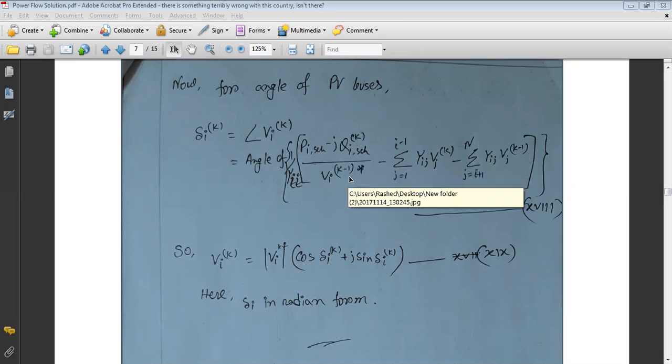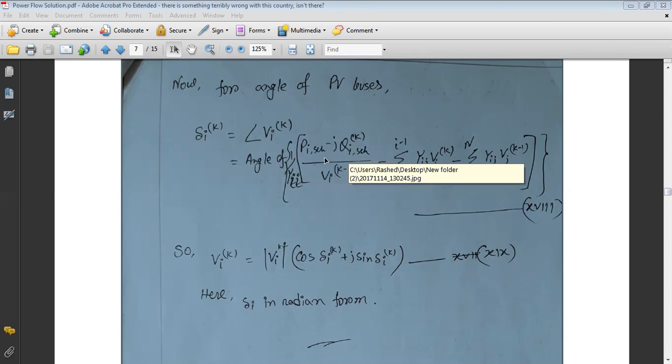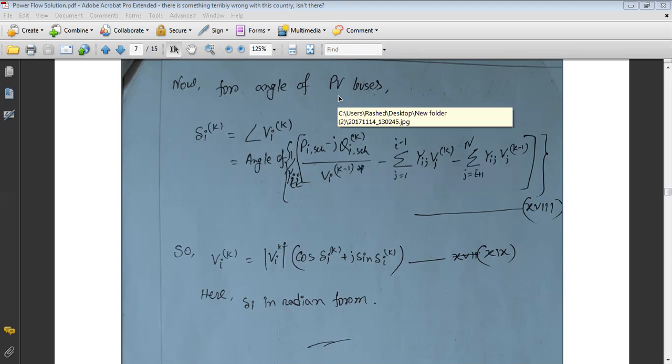But if we want to put here P3 minus jQ3, this is a particular generator bus, that is the PV bus. So we don't know the reactive power of this particular bus, that is Q. Q is not given because this is not a load bus, this is the generator bus. This bus contains a generator. So for this type of bus, P and V are given, but Q is not given here. So for this reason, at first we have to determine the reactive power of this particular bus.